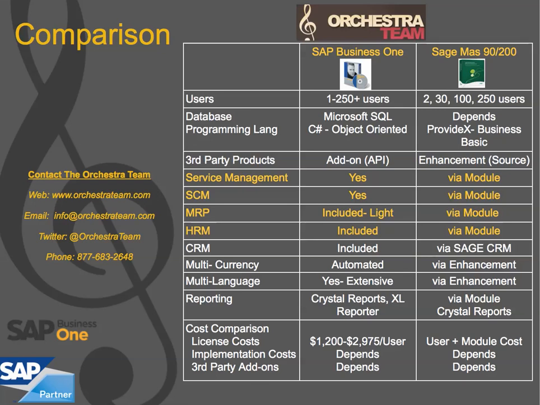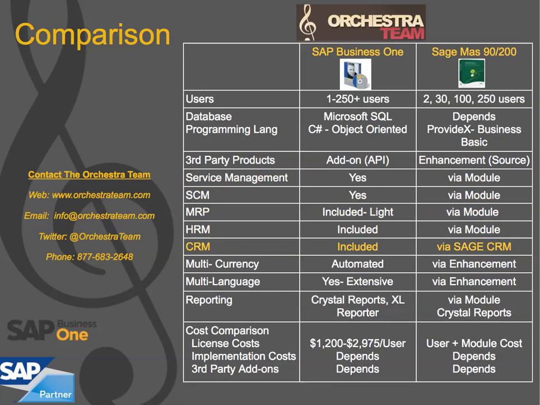The next thing that we're going to look at is basic functionality within ERP systems, service management, supply chain management, MRP, HRM. These are all included out of the box with SAP Business One. Sage Mass 90 and 200 use a modular-based system, and they're available via the module. Exception to that is CRM. There is no module for CRM for Mass 90 and Mass 200.